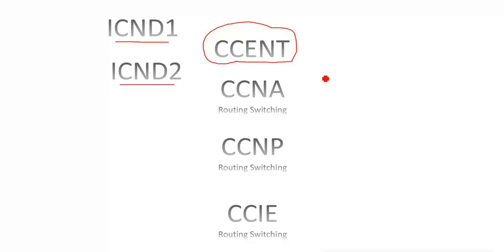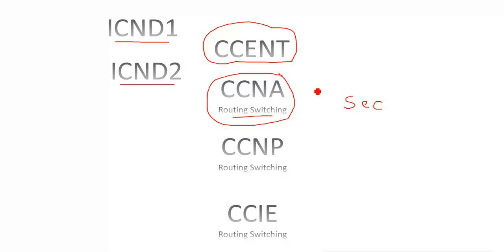Then the next level is CCNA, the Cisco Certified Network Associate level. This is also routing and switching. Remember, routing and switching is the certification path you can choose. There are other branches also, like you can do the CCNA in security, where you will learn how to do the security part in those routers and switches.